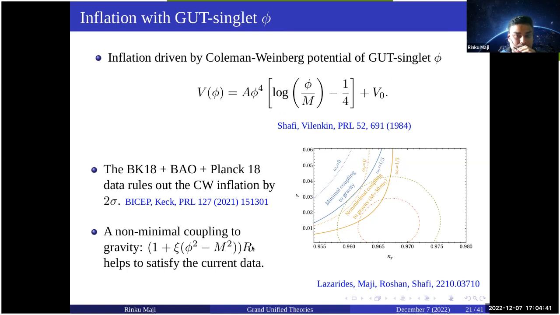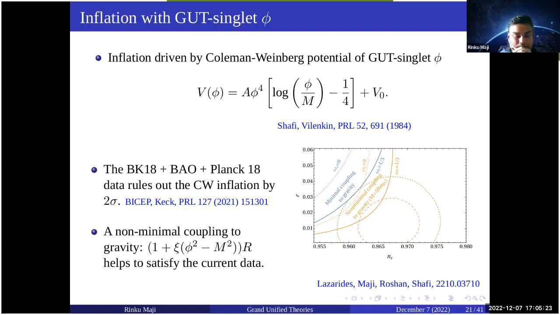This coupling R is the Ricci scalar. So the tension is at which level, 95%? Without the non-minimal coupling, with a minimal coupling, there is a tension at which level? I think he mentioned 2 sigma. This is 2 sigma.